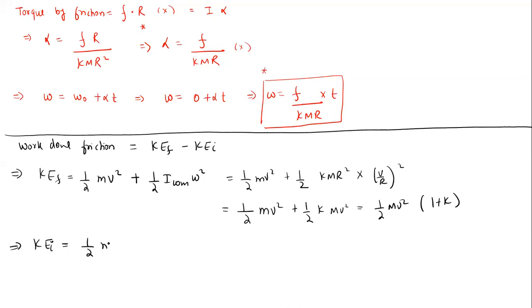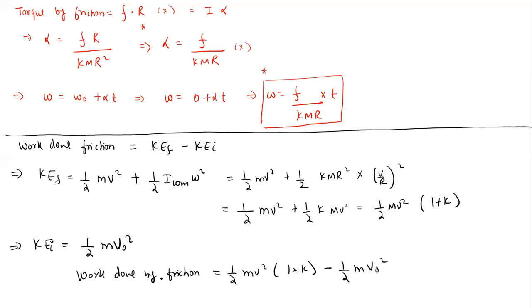That is half m v naught square, which is the initial kinetic energy. So work done by the friction force will be how much? The work done by the friction will be the final kinetic energy, which is half mv square, where v is v naught by 1 plus k, minus the initial energy, that is half mv naught square. We know the value of v, so we can substitute it and get the work done by the friction force.